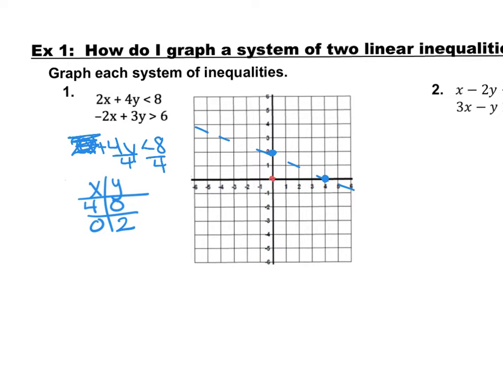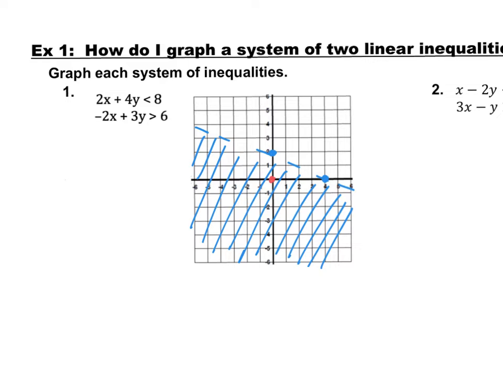So now let's test a point. So I have this point 0, 0. And if I plug that in, these become zeros. Is 0 less than 8? Yes, 0 is less than 8. So we know that we're going to be shading in this direction. So it would include that solution.